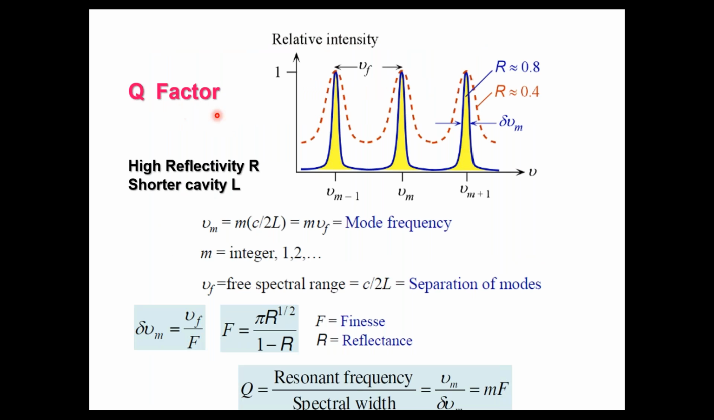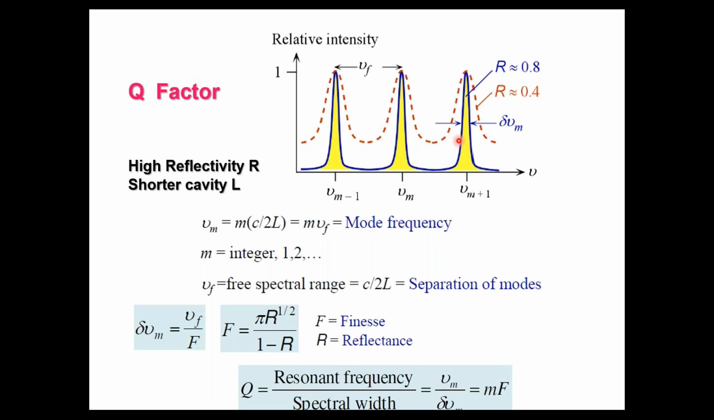So we will learn more about quality factor right now. So these are the frequencies that are selected by the cavity, and the fineness or the sharpness of the frequencies selected depends on the reflectivity. So if you have an 80% reflectivity, this is the spectrum that you are going to get, and if you have a 40% reflectivity, this is much broader. So how sharp your frequency will be depends on your reflectivity.